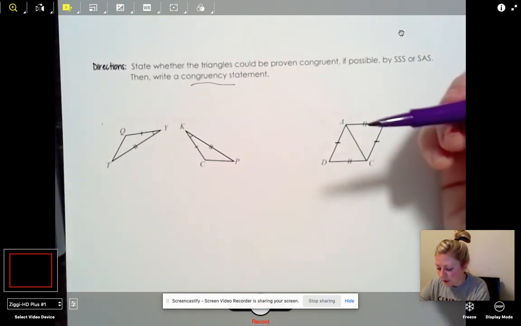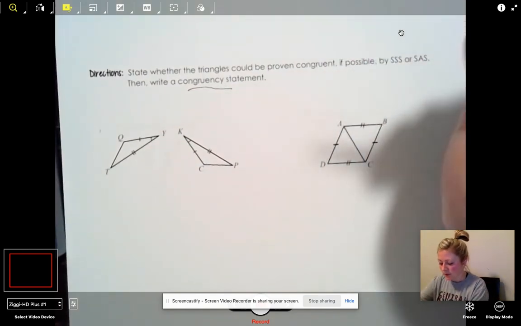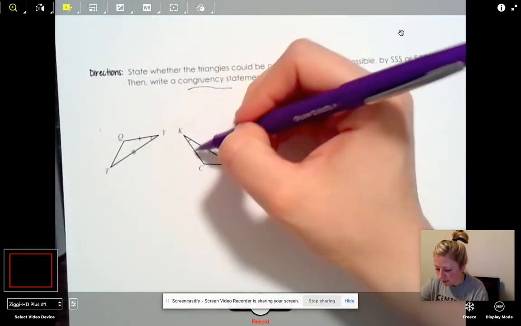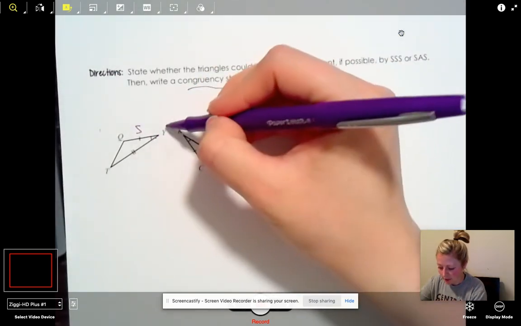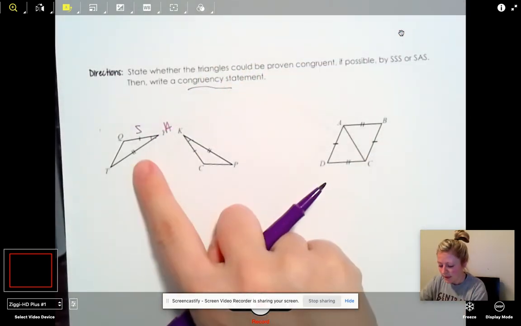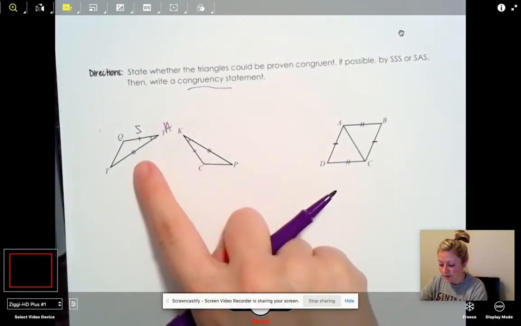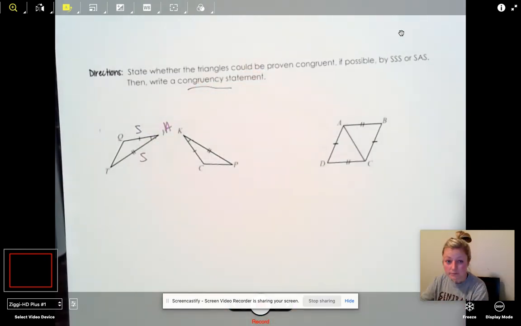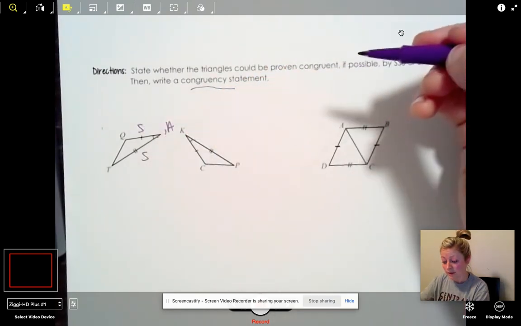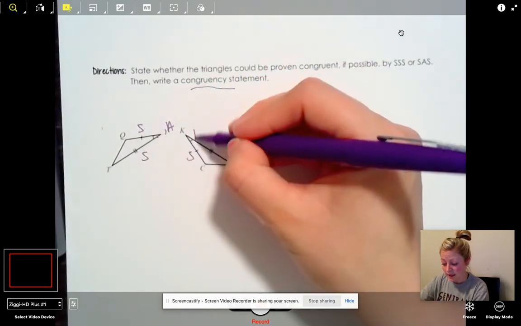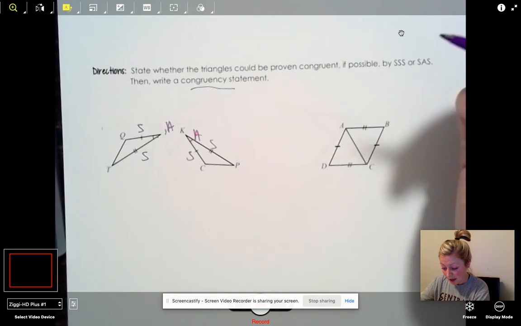So let's look here. We notice I have one tick mark and one tick mark, so I'm going to write a side. And then I have an archy mark and an archy mark, so angle. And then I have two tick marks and two tick marks. So this right here would be a side, angle, side congruency. You guys see that? I have a side, angle, side on both of them, and they match.